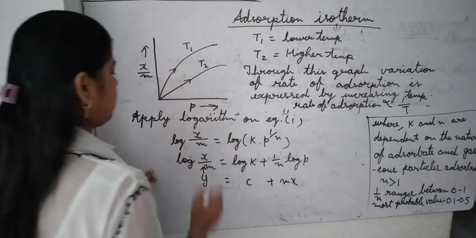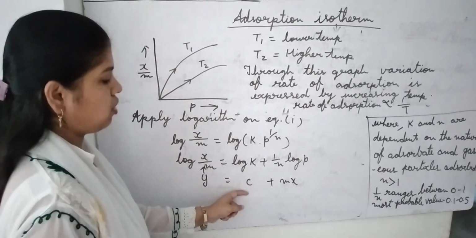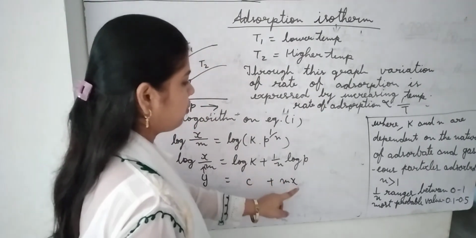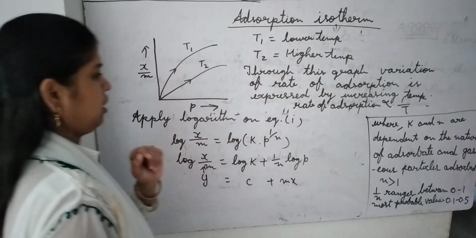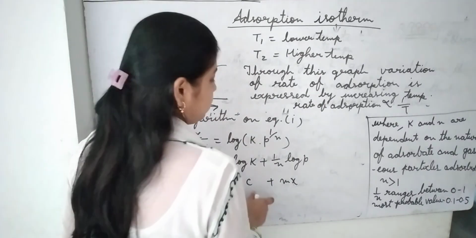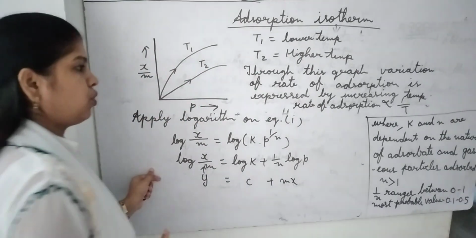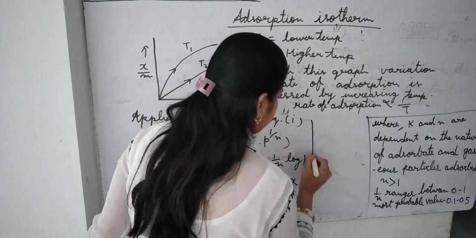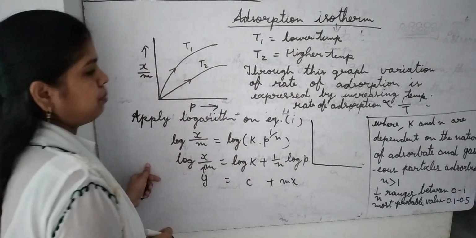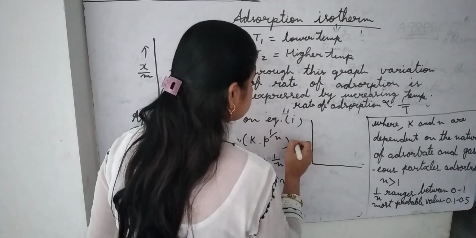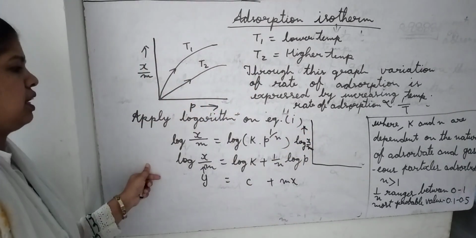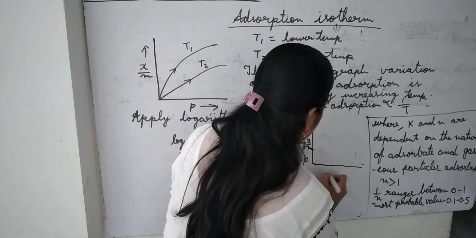So y is log x by m. C is log k, C is the intercept. M is the slope, slope is 1 by n. And x is log p. Now through this we are going to make a graph. Now here this is a positive term, so the intercept will be upward, and that means the graph will not start from the initial point. Y-axis is log x by m, and x-axis is log p.